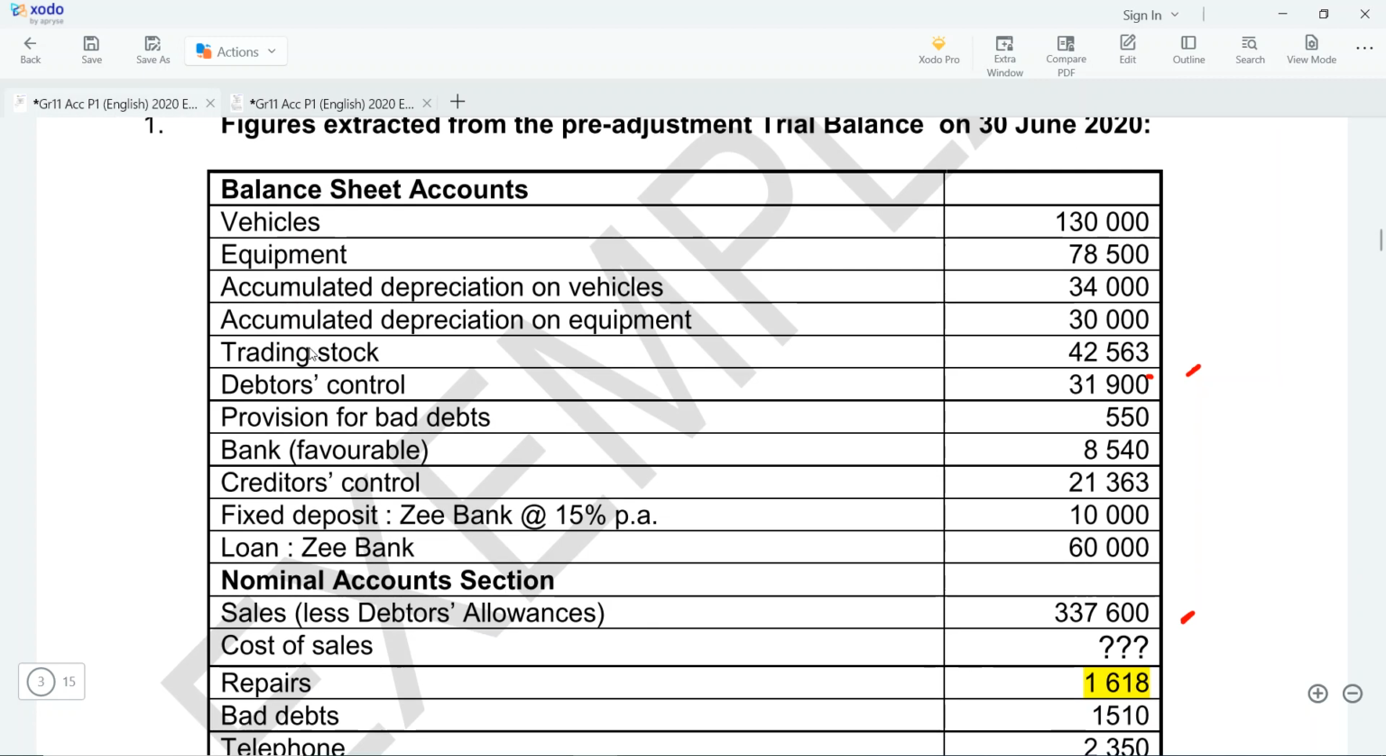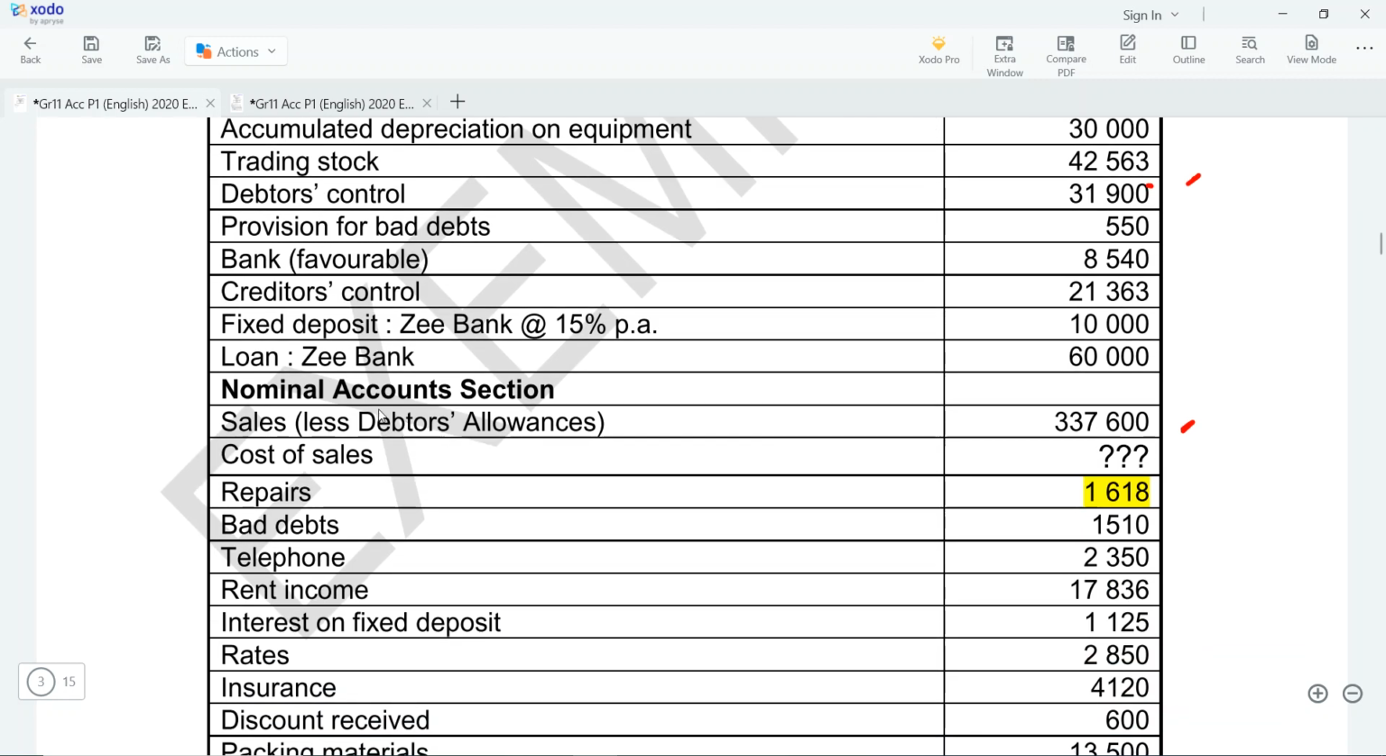So if you can check here, our income statement is divided into two parts: the balance sheet section and the nominal section. Balance sheet section is mostly used to prepare for the balance sheet, or the notes to the balance sheet also, and then the nominal section is used to prepare for the income statement. So most of the things that we are going to be focusing on will be coming from the nominal section, because remember, it includes our incomes and expenses for the year.